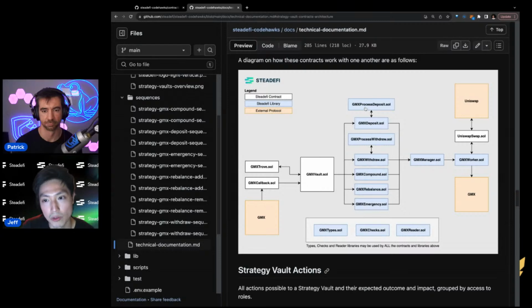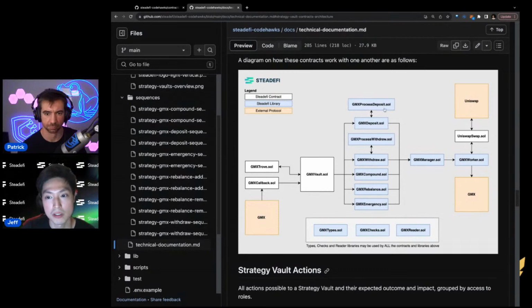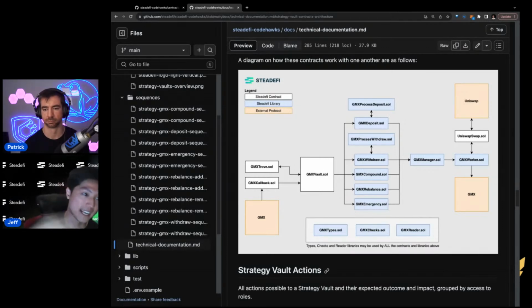Maybe I could also highlight what process deposit means here. So the process deposit and process withdrawal libraries are a little bit awkward. It's just like a small little contract that has one function. But the reason why we have this is because, as I shared, GMX has a two-step process. So instead of having it all in one function, let's say we deposit, we need to also have a callback function for GMX in the second transaction when it calls the vault again for us to go through that second function.